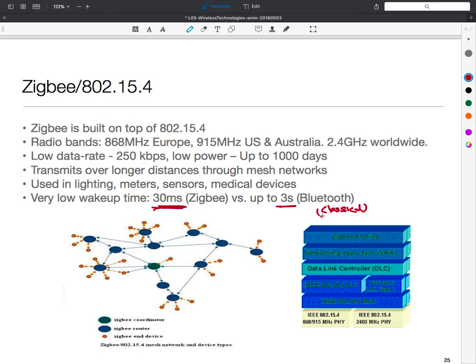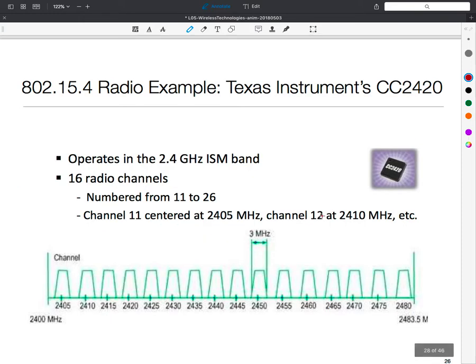So this is a space where Zigbee and these things are operating. To give you a sense, Texas Instruments, a company which makes ICs and all, they have a whole repertoire of radios for this. So this kind of gives you a sense of what's happening.